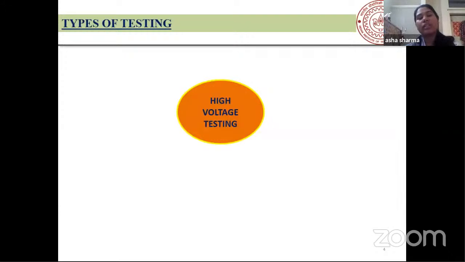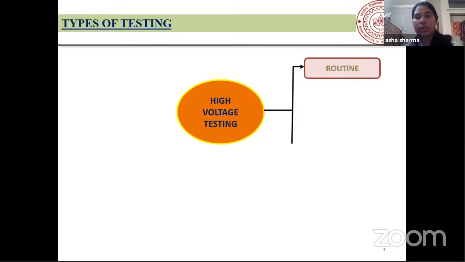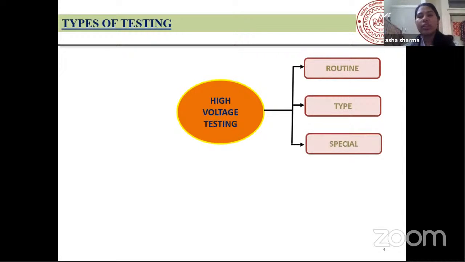So high voltage testing can be categorized according to the routine test, type test, and the special test. So what is the difference between these tests? Routine tests are generally carried out on each and every insulating unit. I can give an example of a 1 minute power frequency test. That power frequency voltage will be applied on the particular insulating unit for 1 minute. If it sustains that voltage, if it withstands that voltage, then it will pass the result. Otherwise, it will not pass.